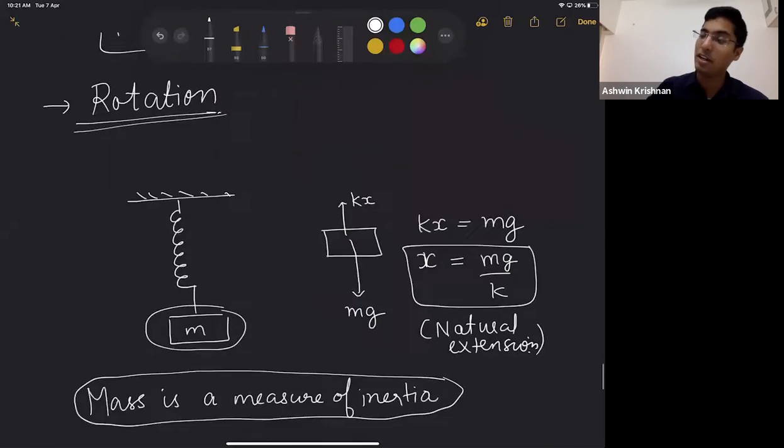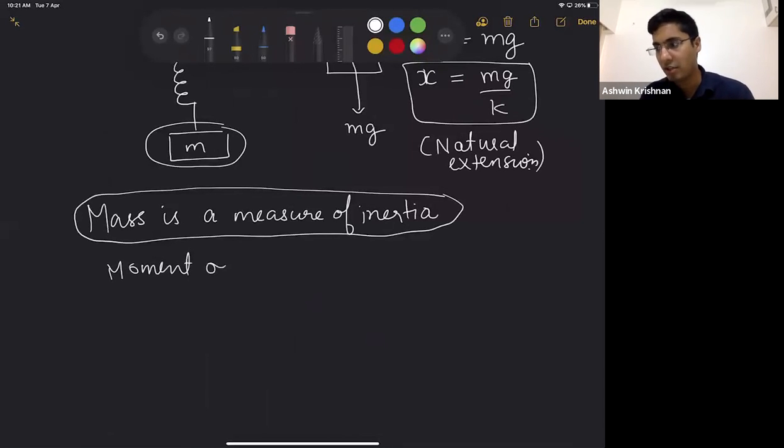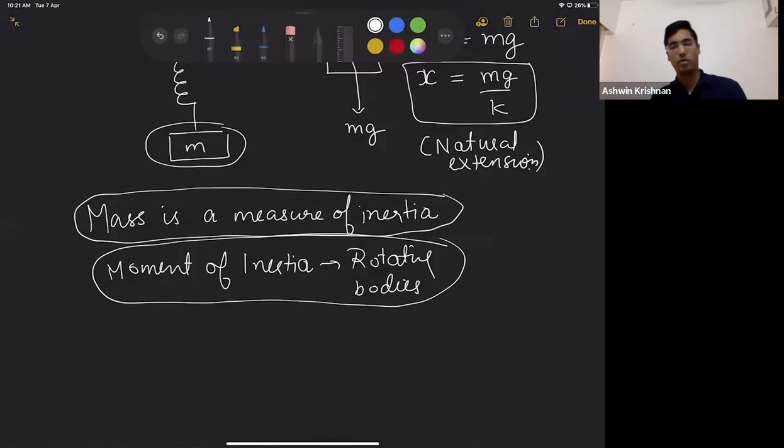Sudanva, that is moment of inertia. Inertia and moment of inertia are different. Moment of inertia is for rotating bodies. So wait for rotation, then we'll study that. Moment of inertia and inertia are very different.